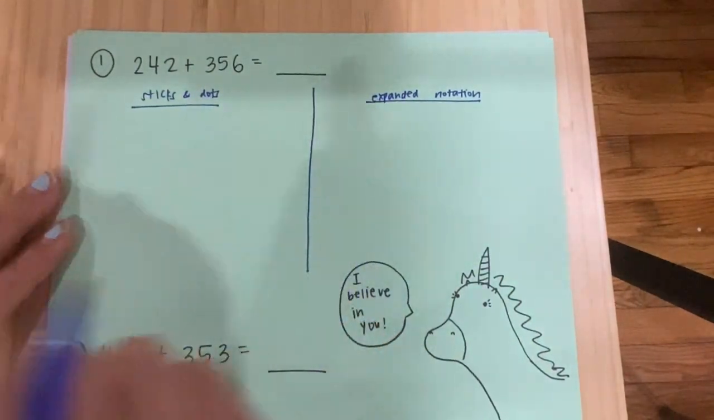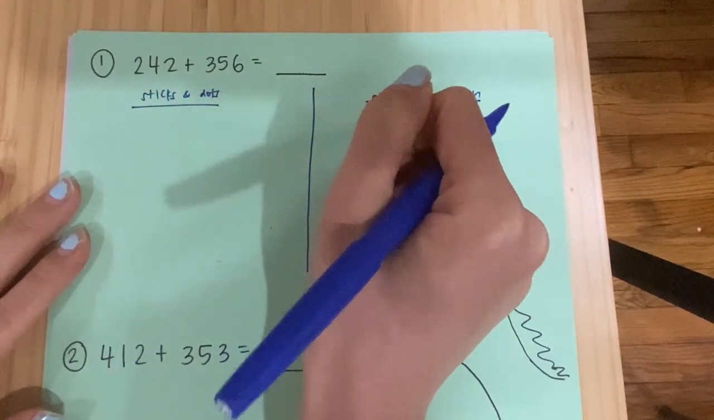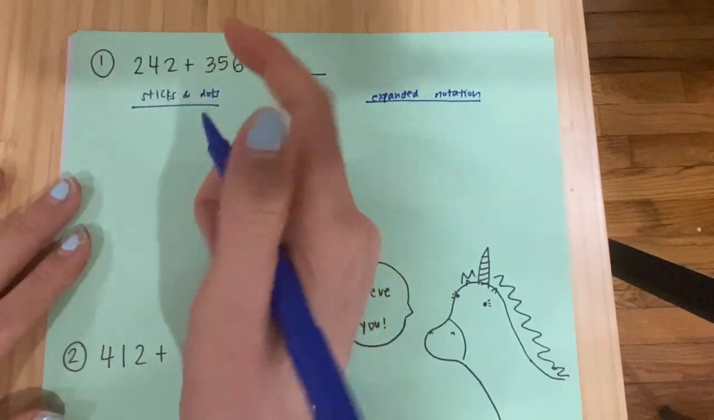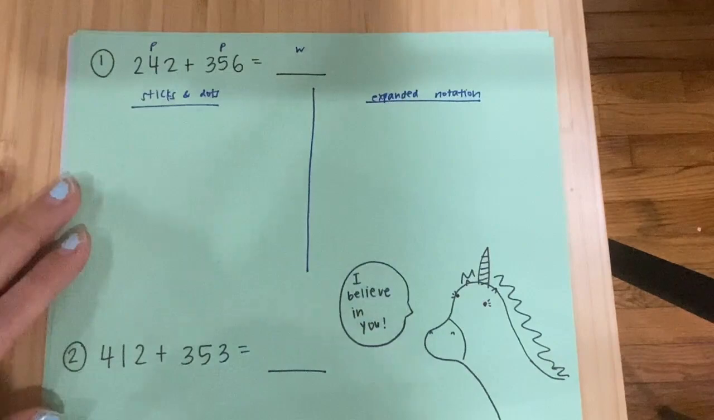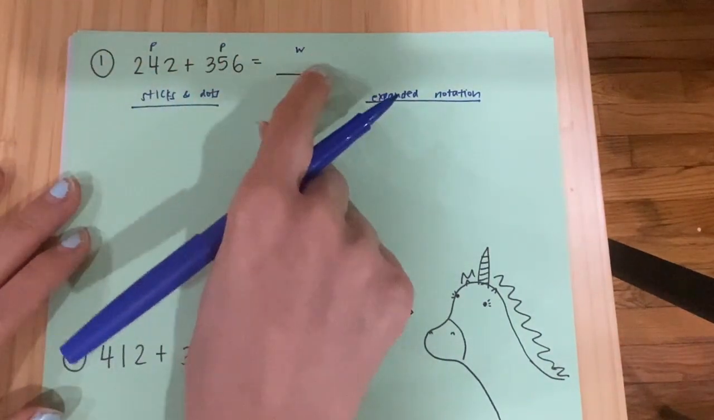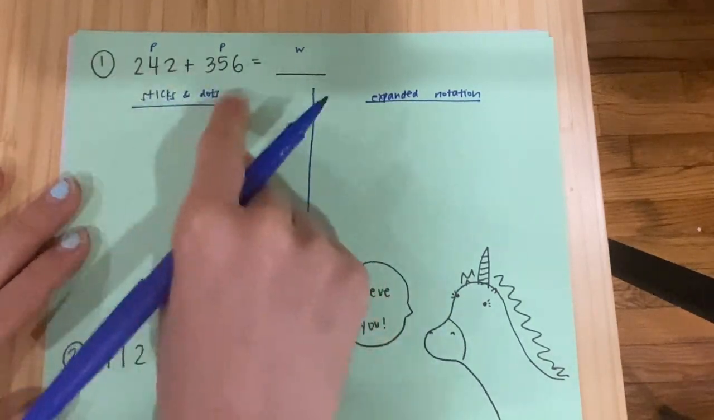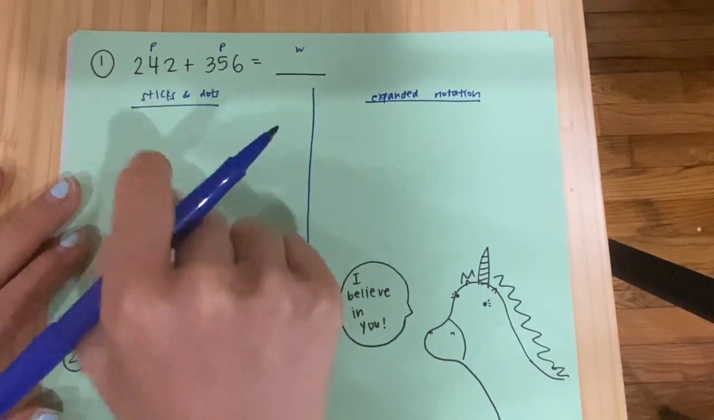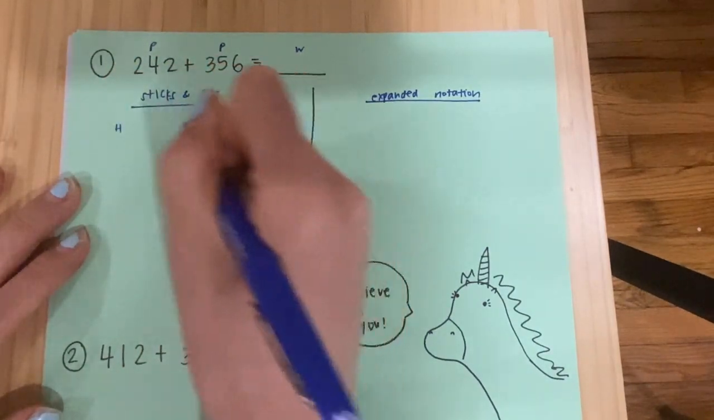Okie dokie. So now I see a number sentence. I know the first thing I need to do whenever I see a number sentence is label it. So I'm going to label it part, whole. What am I missing? I'm missing my whole. Okay, I'm missing my whole. That means I need to add. I know how to do this using sticks and dots already, so I'm going to set it up using sticks and dots first. So I'm going to draw my hundreds, tens, and my ones chart.